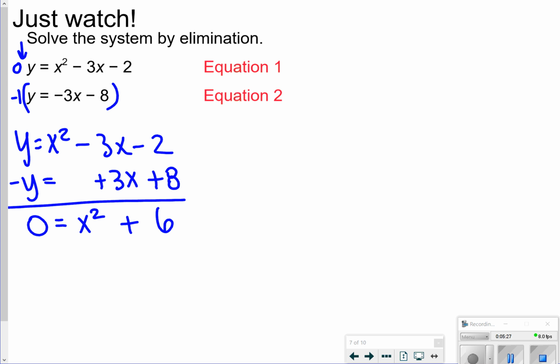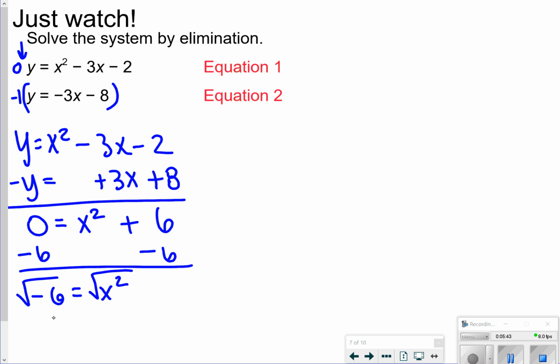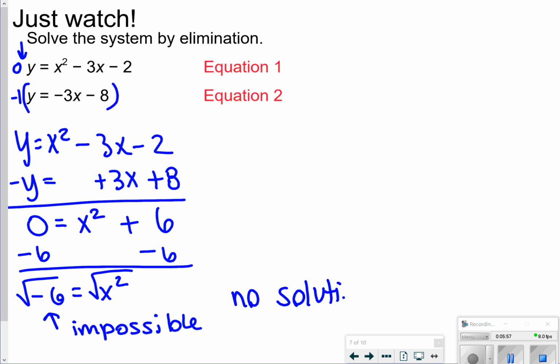Now I want to see if I can factor or solve for x. So I'm going to subtract 6 from both sides, and I get -6 is equal to x squared. When I try to solve for x, I'm going to take the square root of x squared, but what I can't do is this. This is impossible. There's no square root of a negative number. So my answer would be no solution for this one, because I can't make a true statement with that.